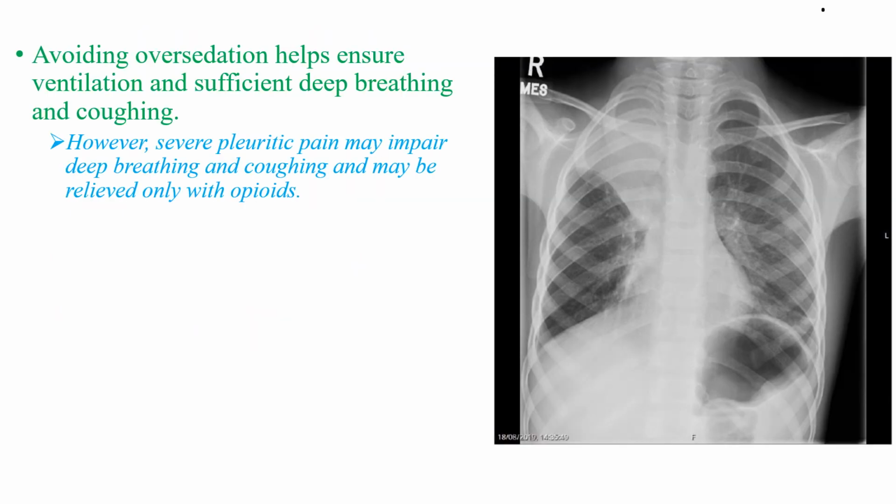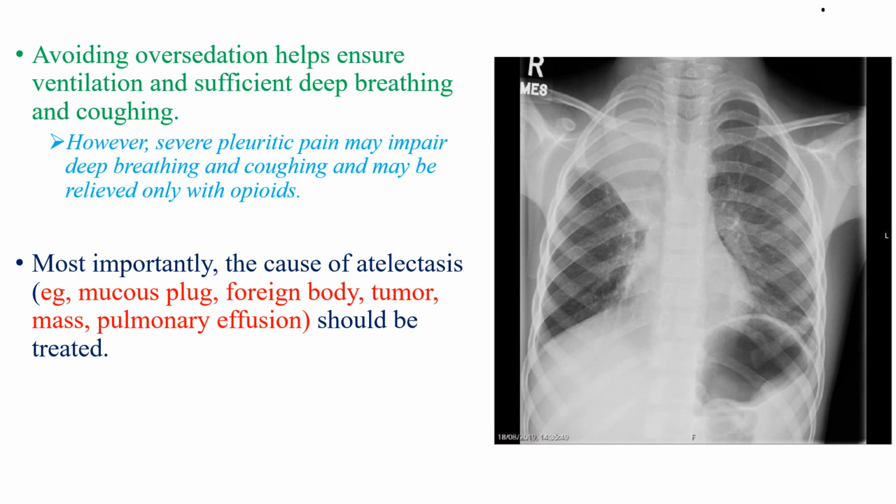Avoiding oversedation helps ensure ventilation and sufficient deep breathing and coughing. However, severe pleuritic pain may impair deep breathing and coughing and might be relieved only with opioids. Most importantly, the cause of atelectasis should be treated. Mucus plug, foreign body, tumor, mass, effusion, anything that causes atelectasis should be treated.